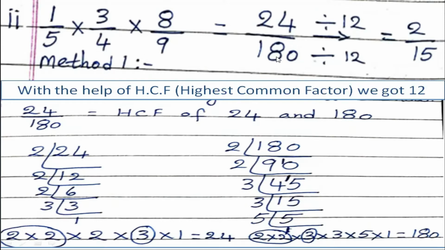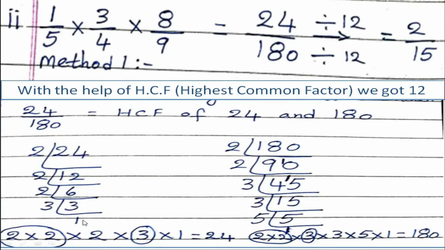180. So 24 divided by 12 is equal to 2, and 180 divided by 12 is equal to 15. So here, with the help of HCF, we got 12. How did we get this 12? Let us see now. The HCF of 24 and 180. See, 24 divided by 2 is 12, 12 divided by 2 is 6, 6 divided by 2 is 3, 3 divided by 3 is 1.